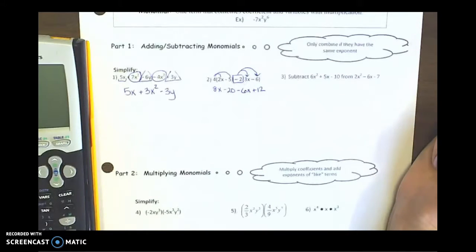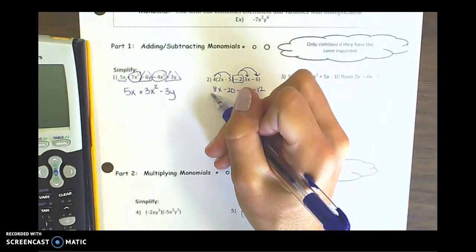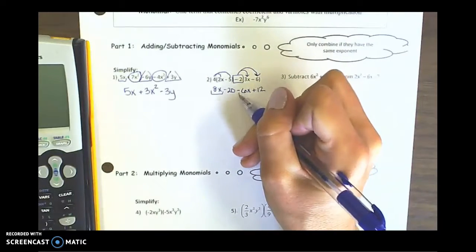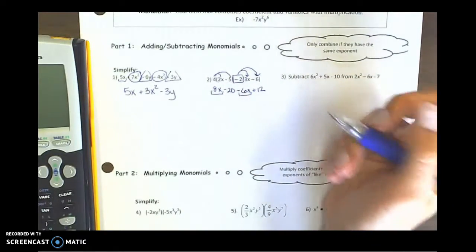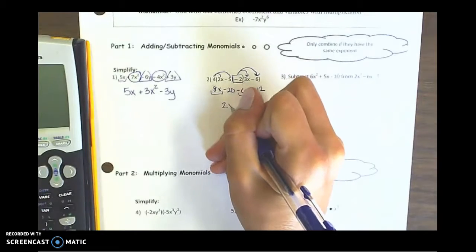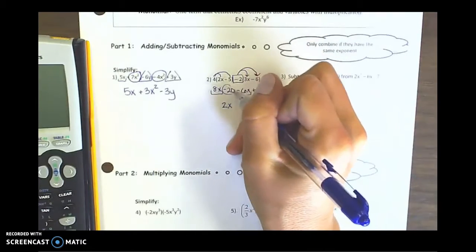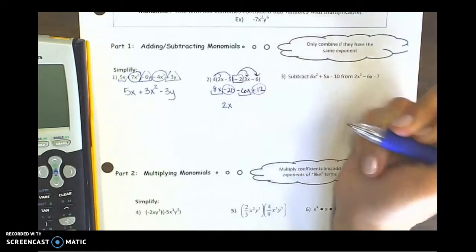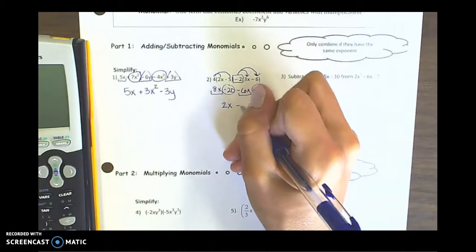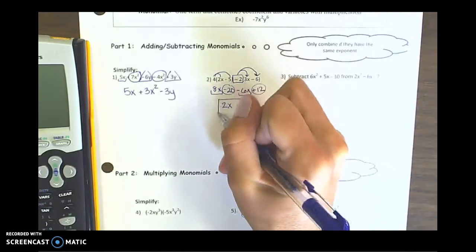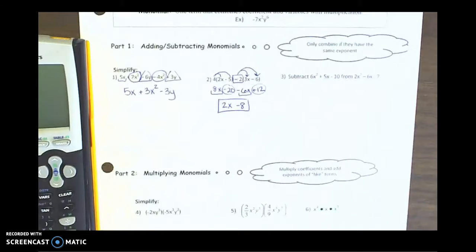Now I'm going to combine my like terms. So if I look carefully, here I have an 8x and a negative 6x. And I can combine those to give me a 2x. And then I have a negative 20 and a positive 12. So together that gives me a negative 8. And that is my final answer.